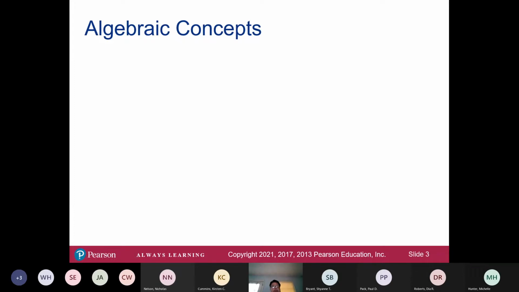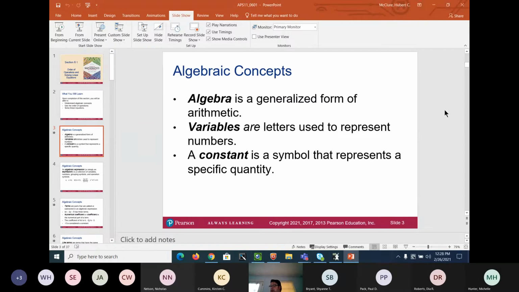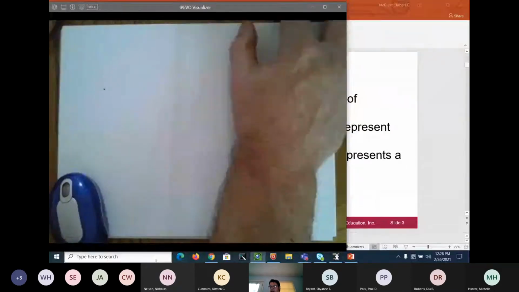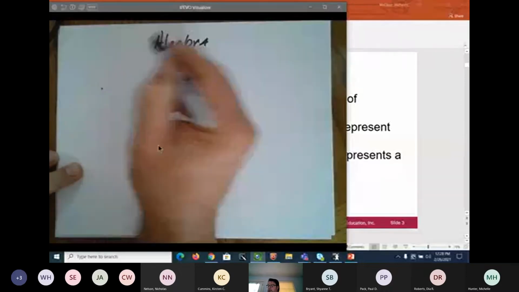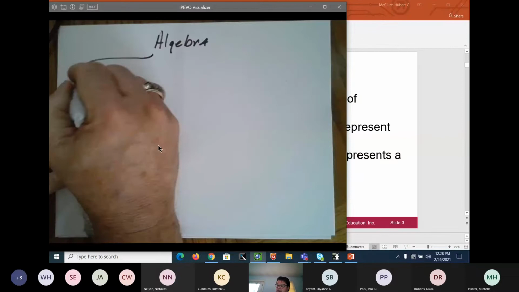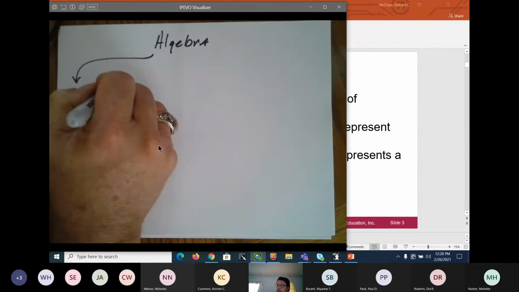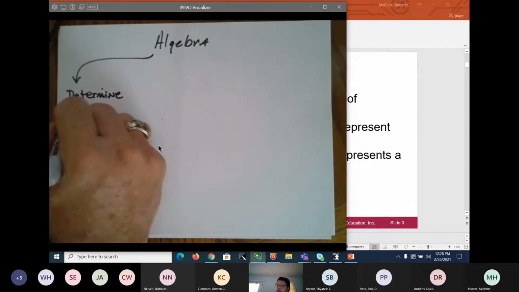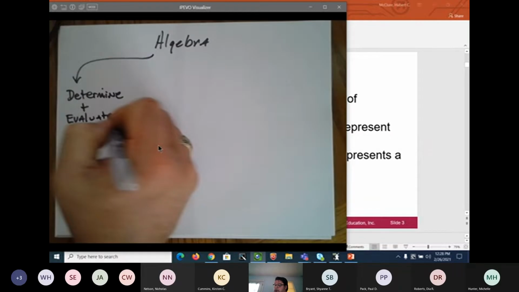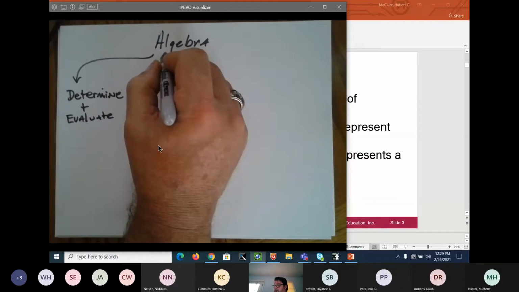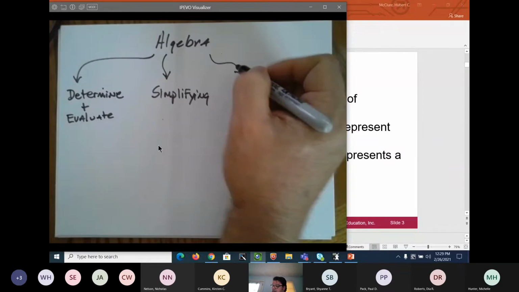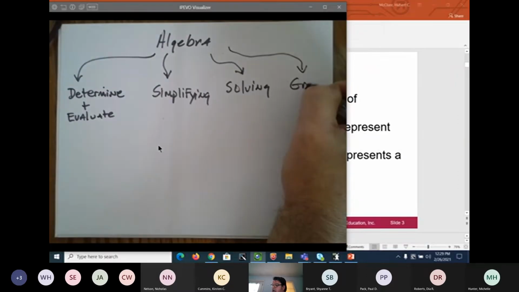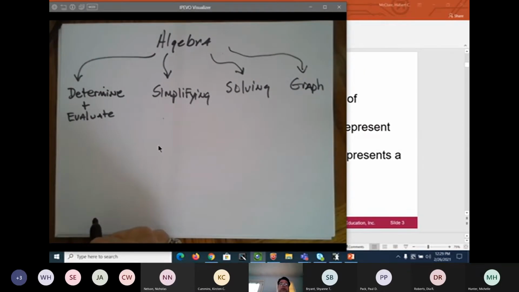Now, before I even get started, I have a couple of things I want to write down. There are several different parts of algebra. There is determine and evaluate. There is simplifying. There is solving. And then there is graphing. We're going to be covering all of these.